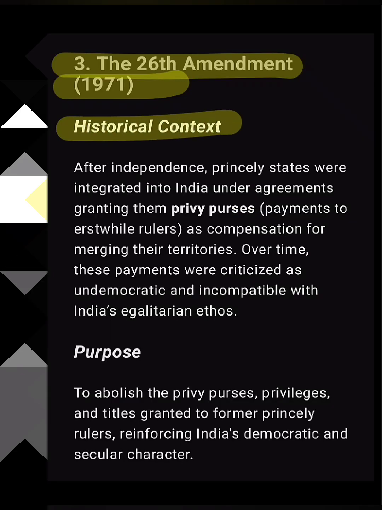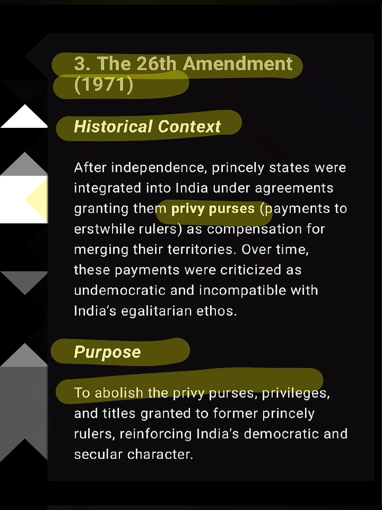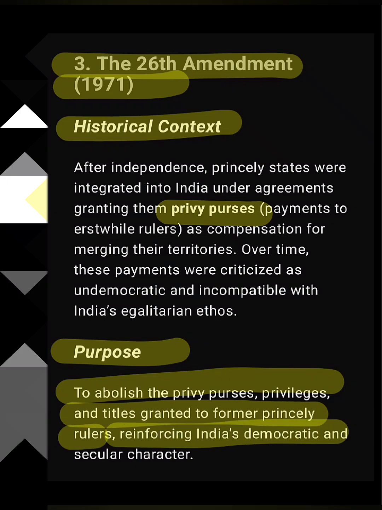So what was the historical context of this amendment? So the historical context for this amendment was the prevalence of the concept of privy purses. Though we had decided that we would grant the rulers of princely states some monetary compensation for their losses, now after independence it has become financially unviable to carry on this practice. So now the government has decided to do something about this, and for this purpose they brought in this amendment. So the purpose of this amendment was to abolish the privy purses, privileges and titles granted to the rulers of former princely states and reinforce India's democratic and secular character.